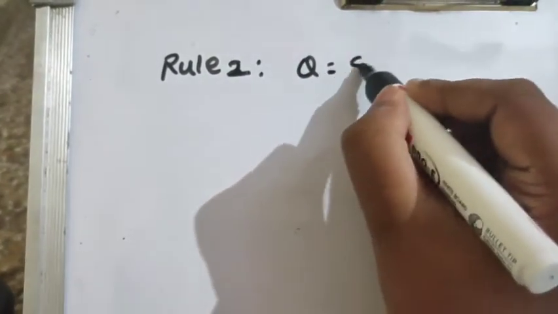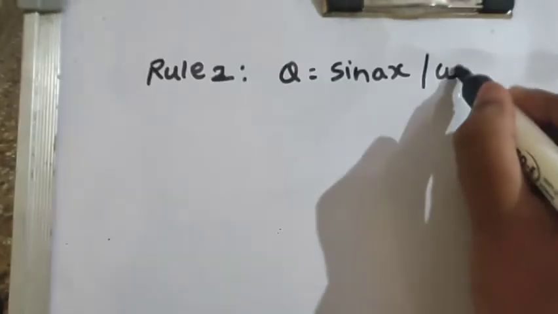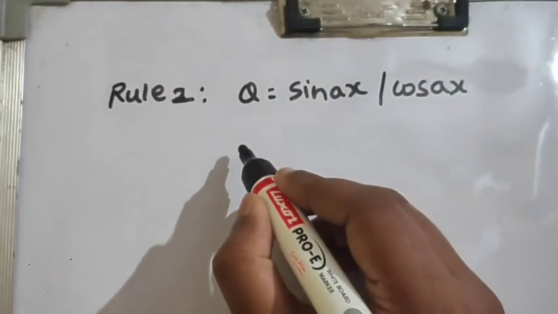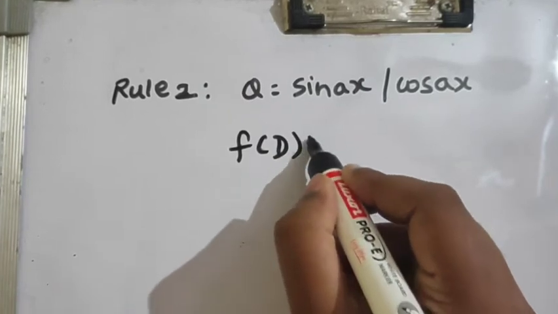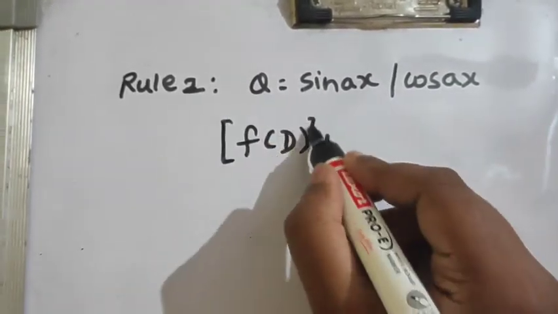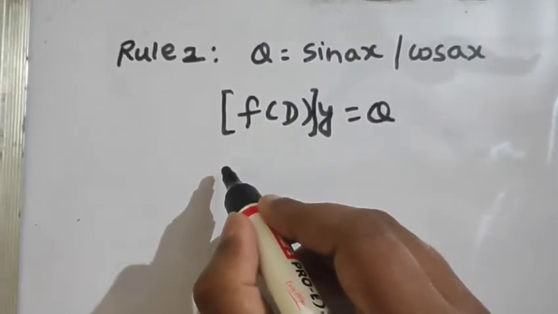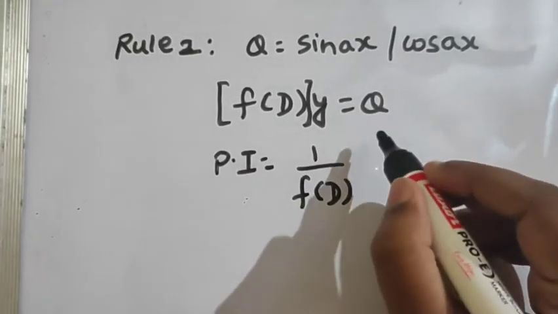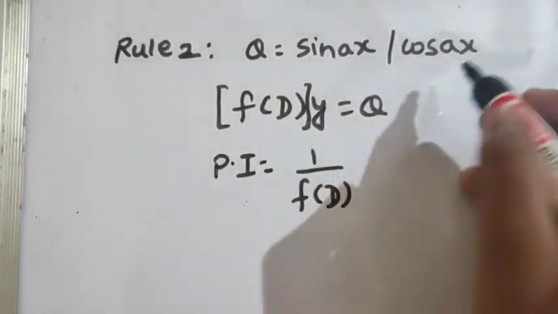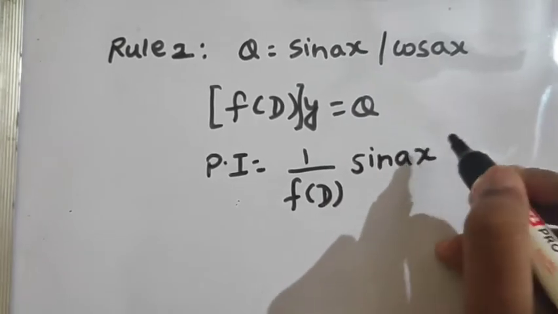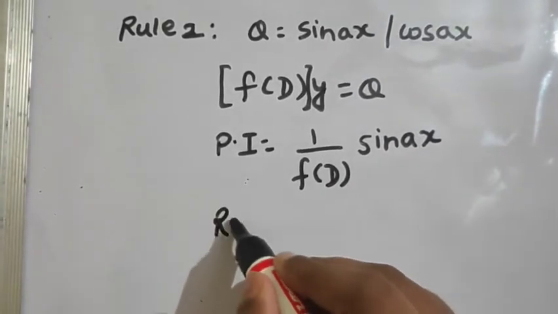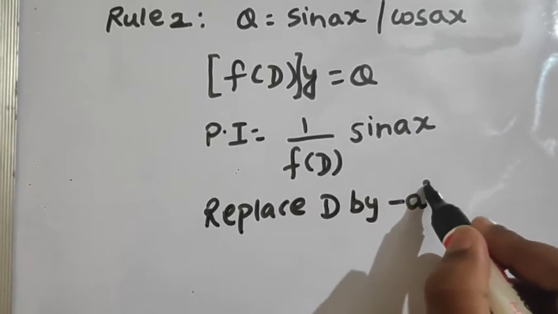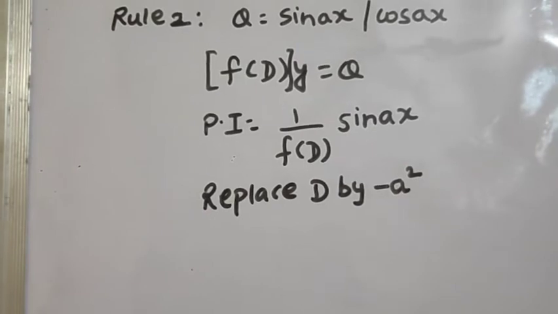So let's start off with rule number 2, and this rule is for when Q equals sin ax or cos ax. For both you will use the same rule. So what was your equation looking like? It was looking like f of D into y equals Q. Okay, and you were taking particular integral like 1 upon f of D and whatever is with Q. So we can take either sin ax or cos ax. So sin ax is there. So what you will do in this particular case is replace D square by minus a square. Okay, and then you will simplify further.